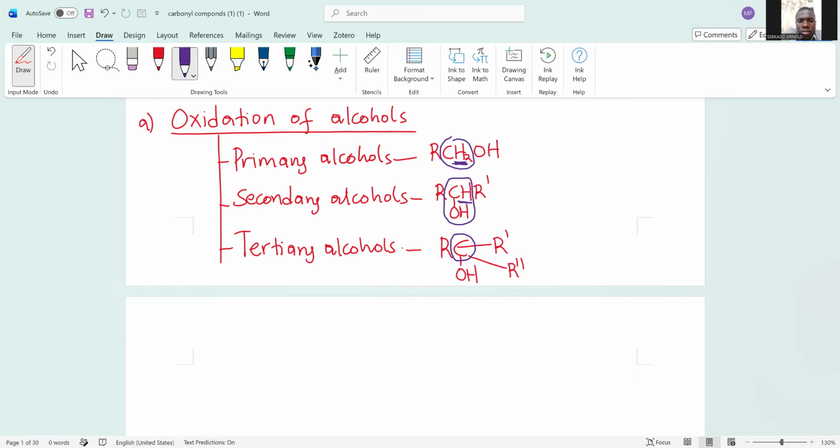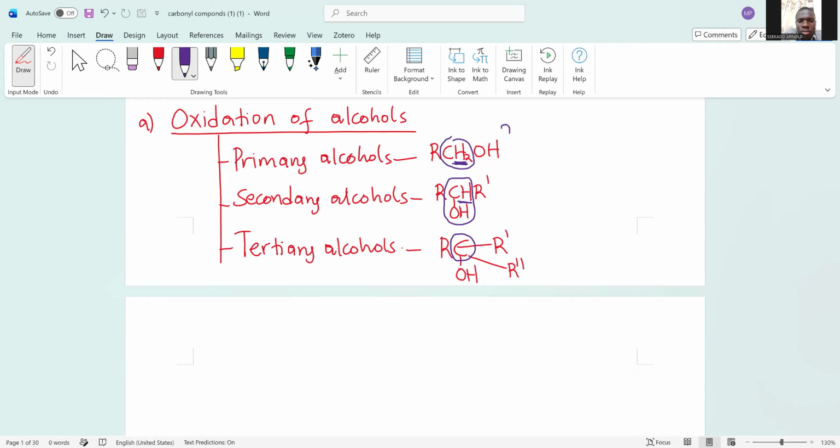Now, if you recall what I discussed under oxidation of aldehydes, you remember for oxidation to occur, recall that. If you are watching this for the first time, I'll refer you to the previous sessions. For oxidation to occur, this is a kind of redox. The alcohol is oxidized as it reduces the oxidizing agent.